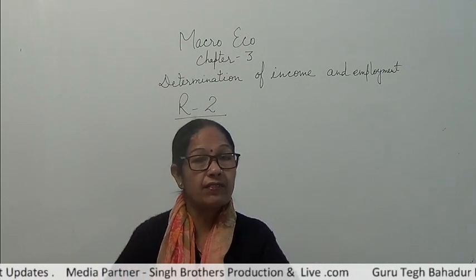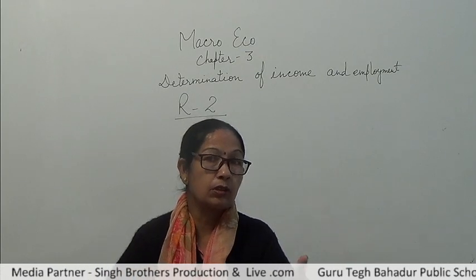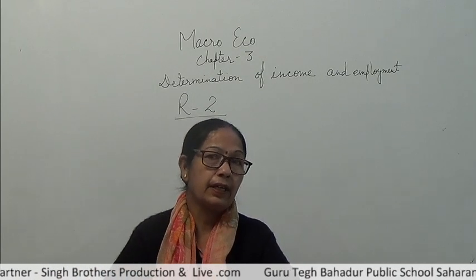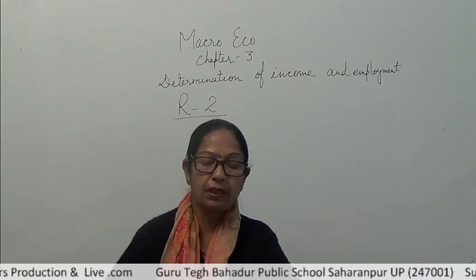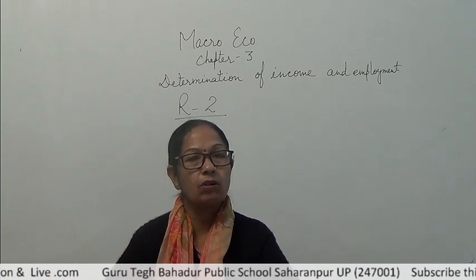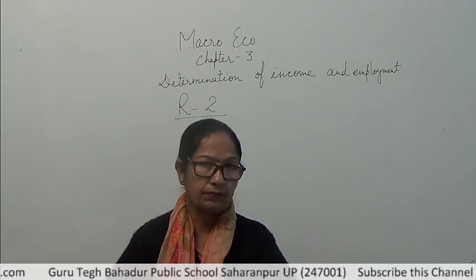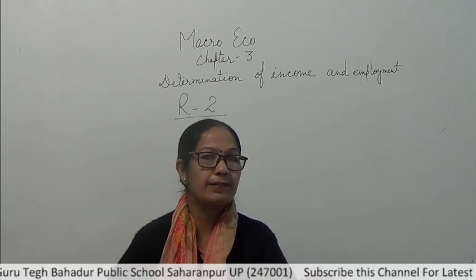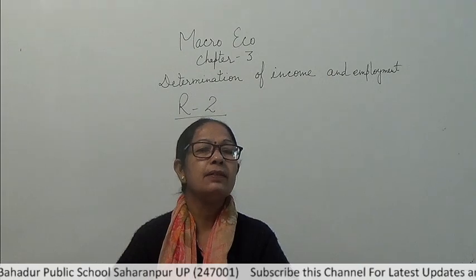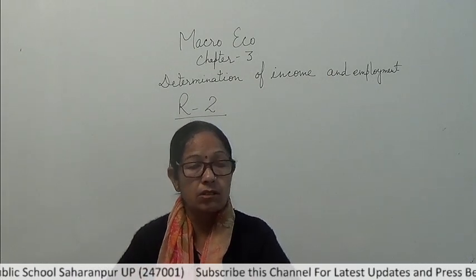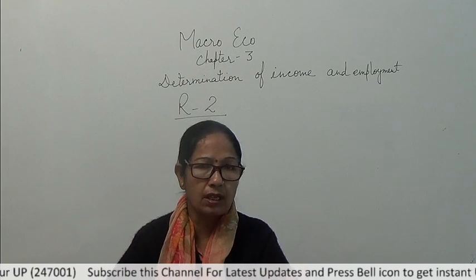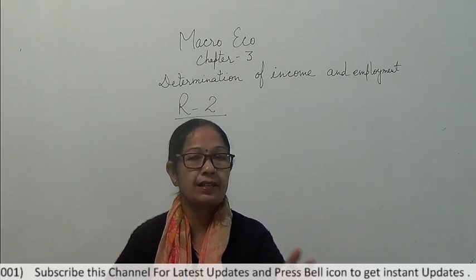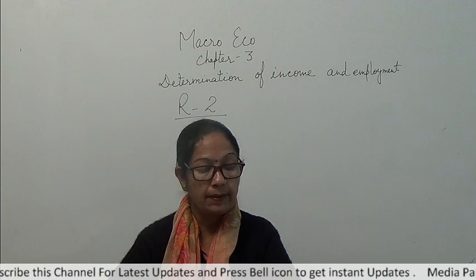Next is saving function. As I have told you, consumption function and in the same way there is saving function. The relation between saving and income is called saving function. Students, as consumption is related with income, in the same way saving is also related with the income. If there is no income, there is no saving. If our income increases, our saving also increases.